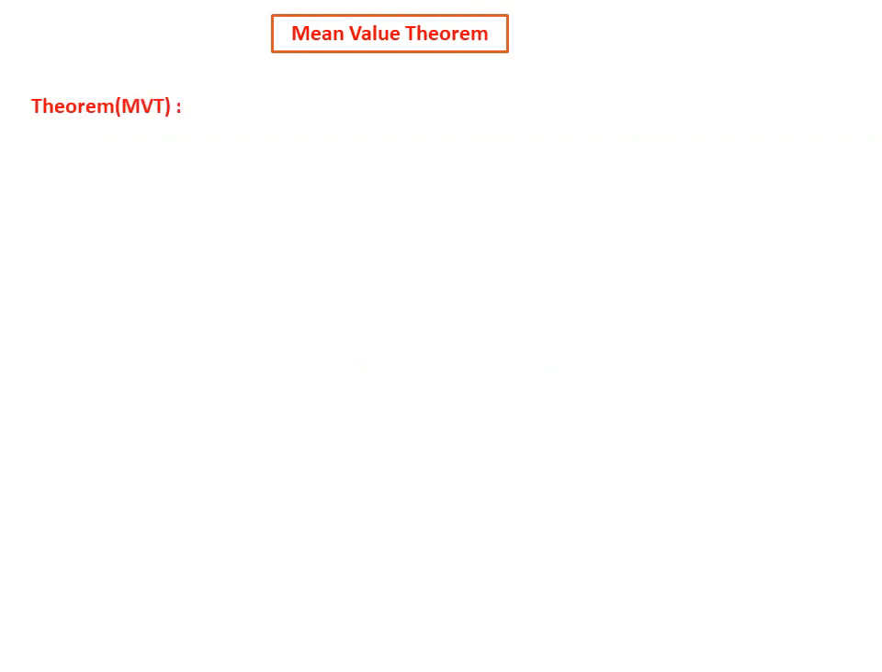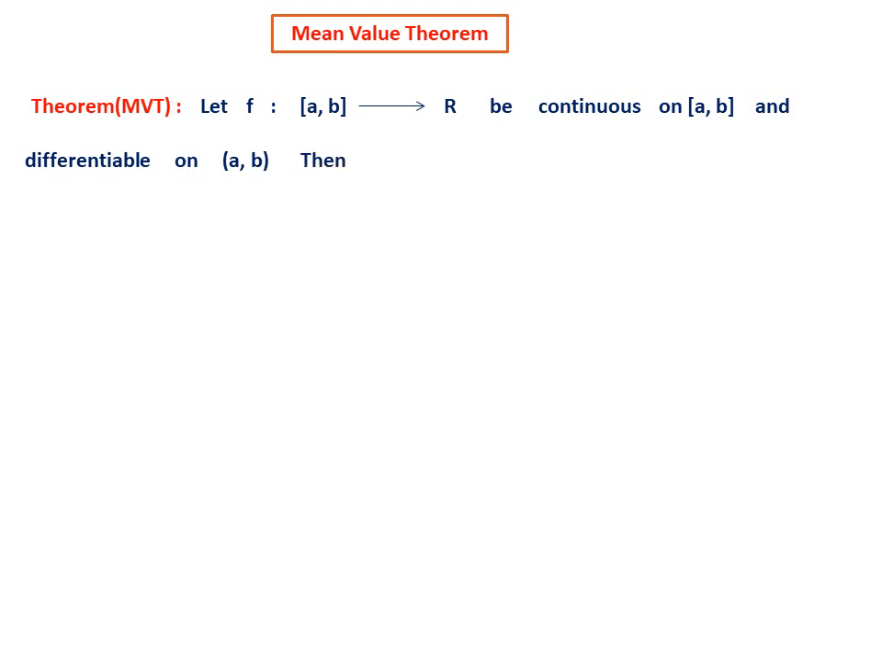The statement of the mean value theorem is this: let f from the closed interval a to b to R be continuous on the closed interval [a, b] and differentiable on the open interval (a, b). Then there exists c in (a, b) such that f'(c) equals f(b) minus f(a) divided by b minus a. This is the statement of the mean value theorem.